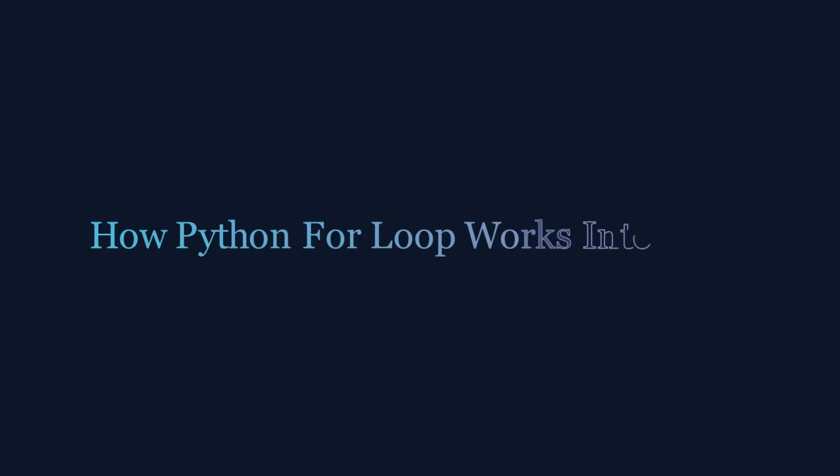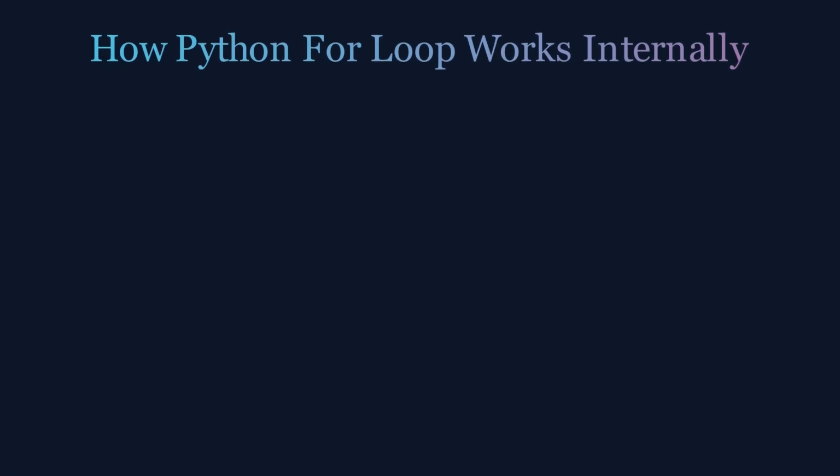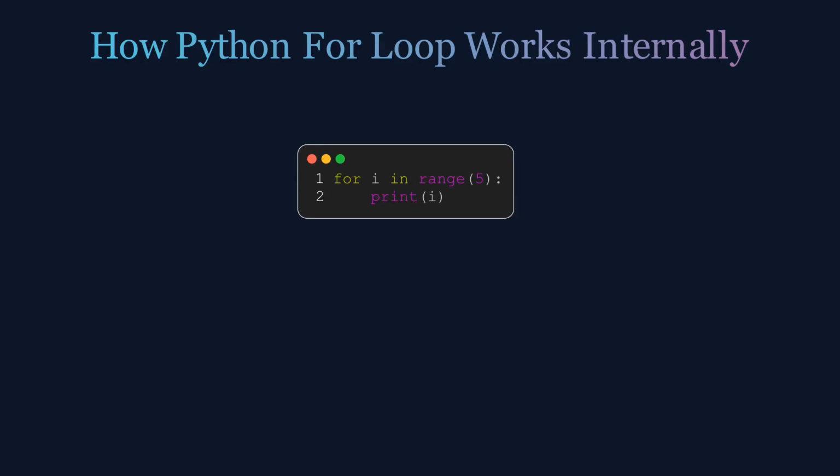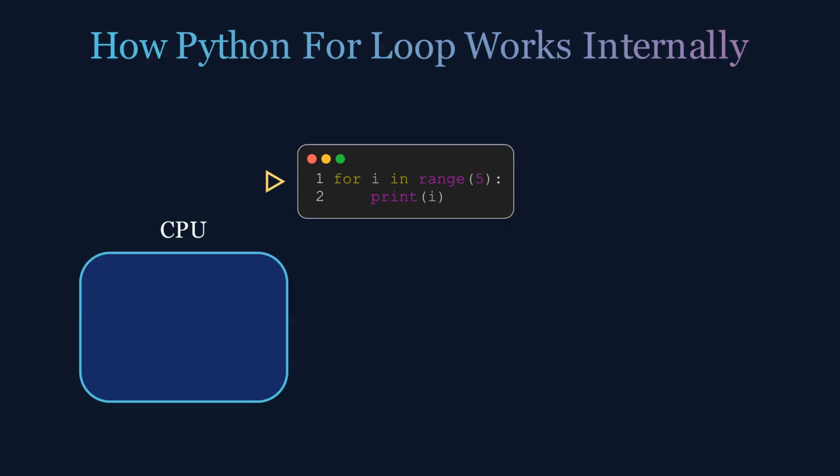Let's visualize how a Python for loop runs inside a computer. This loop prints numbers from 0 to 4. The CPU executes the program instructions. Inside the CPU there are registers where values are processed.